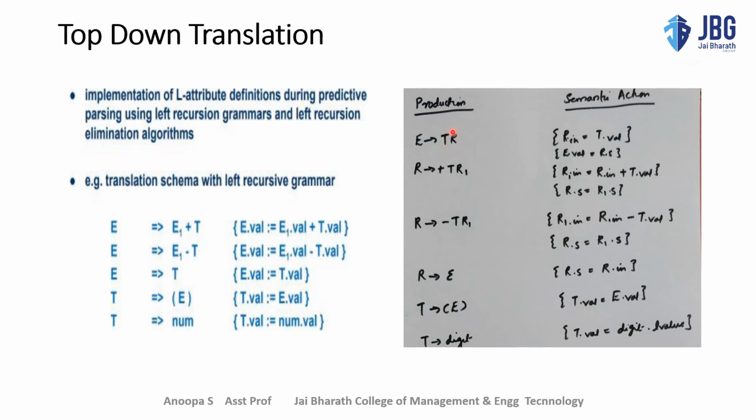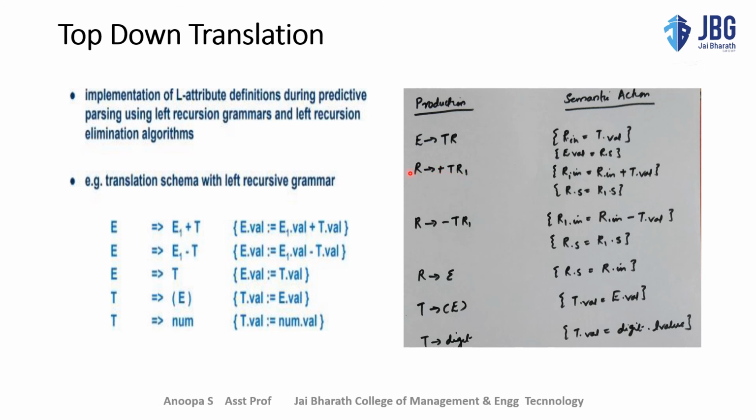Okay, hope you are clear with this. This is inherited value. It is passed to T value, and the E value will get from this R dot s, the synthesized attribute value of R. Now here let us see. First R1. R1 is inherited value. It is added to T value. Then this is the synthesized value of R1 because R1 is R1 plus T. So that is given to R. So R dot s is equal to R1 dot s.